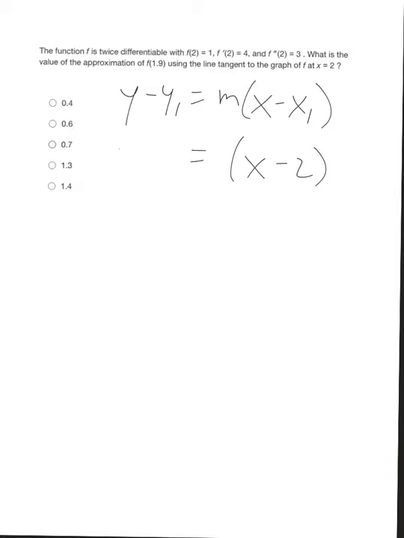Now I need to know what's the y that goes with that. Well, f of 2, when I input 2, I get out 1. And f prime of 2, the slope at x equals 2, is 4. And then I'm just supposed to approximate the value of f of 1.9 using this tangent line. So I wrote the equation of the tangent line. Now I simply plug in 1.9 into that equation. And when I do that, I believe I get 0.6.